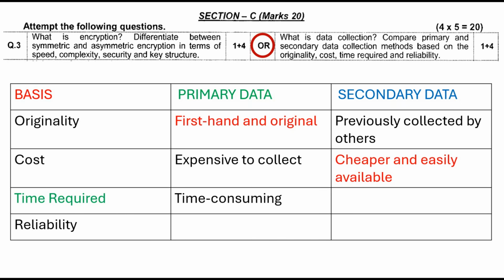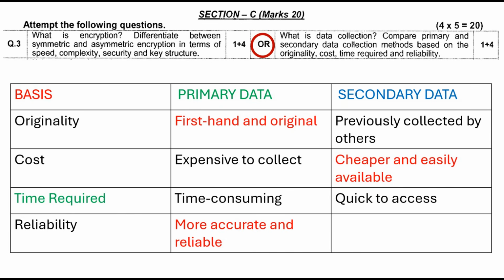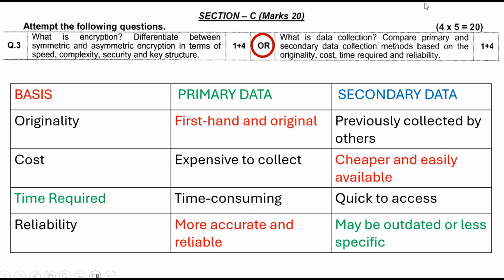About time requirement, primary data should take more time because you are collecting it for the first time. That's why it's time consuming. Because you are accessing secondary data from others, it is quick to access. In terms of reliability, primary data is more accurate and reliable because you are gathering the data first hand, while secondary data may be changed, outdated, or less specific. Okay, move to the next question.